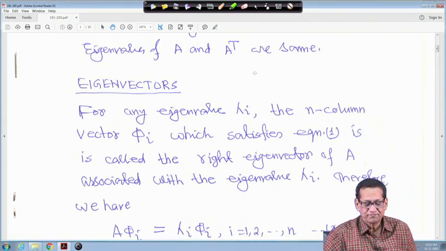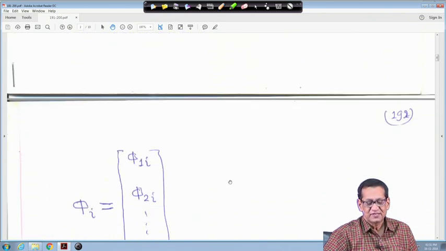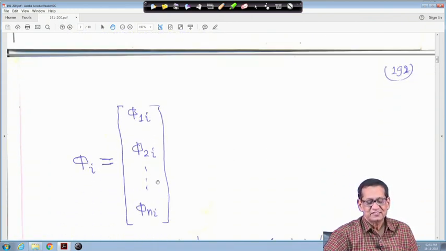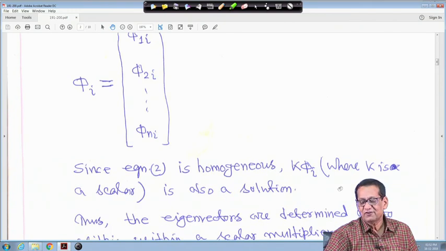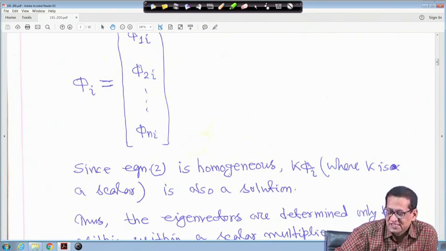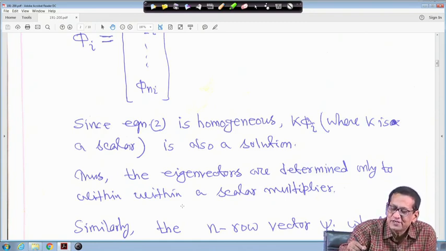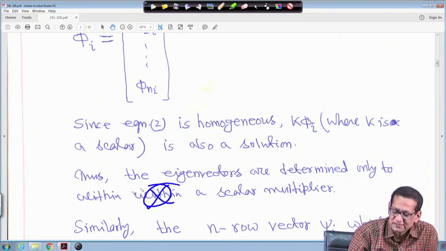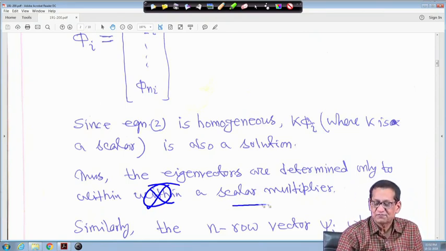The eigenvector phi i has the form phi i equal to phi 1i, phi 2i, up to phi ni. Since equation 2 is homogeneous, k phi i, where k is a scalar, is also a solution. Thus the eigenvectors are determined only to within a scalar multiplier.